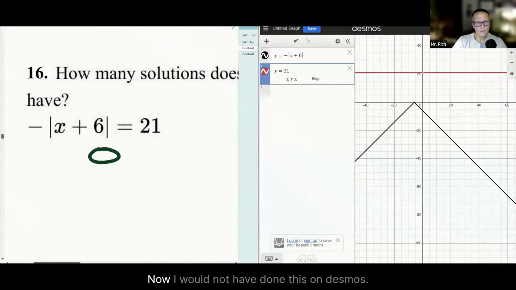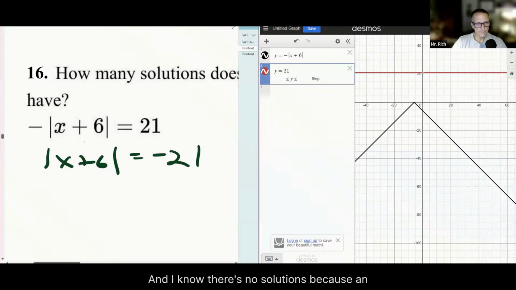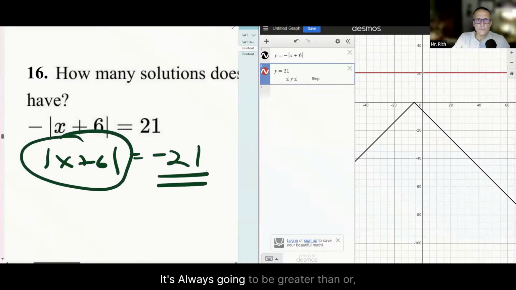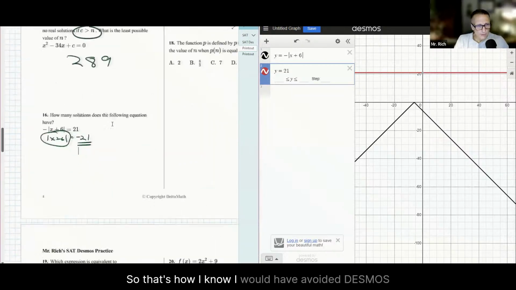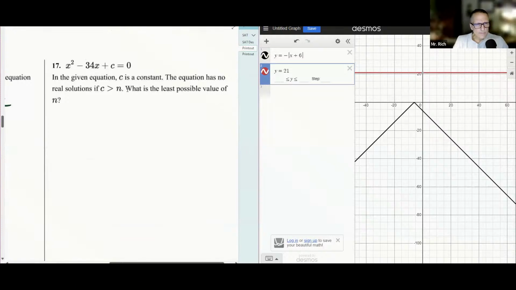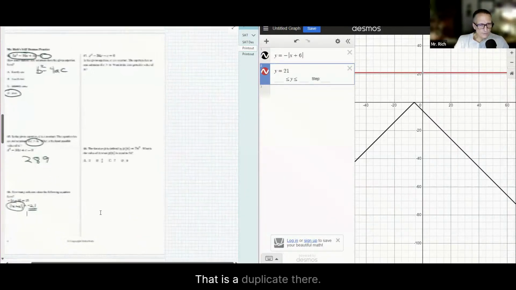Now, I would not have done this on Desmos. This is a classic example of where I would divide both sides by negative 1. And I know there are no solutions because an absolute value quantity can never be negative. It's always going to be greater than or equal to 0. So that's how I know I would have avoided Desmos on that one. Number 17 looks like a duplicate problem. I sure do have a duplicate there.